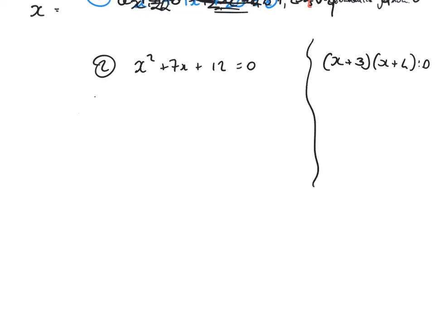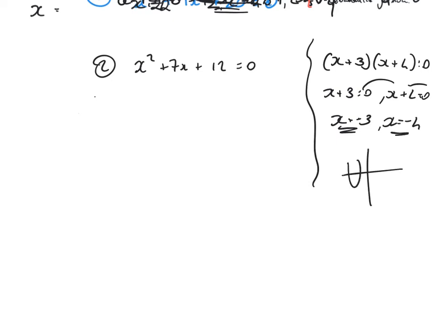equals 0. Okay, so x plus 3 could be equal to 0 or x plus 4 could be equal to 0. Okay, bring them over, change their sign, and I get x equals minus 3 and x equals minus 4, which means this time I've got a parabola concave down and roots at minus 4 and minus 3, and let's just see if we get the same result by using the quadratic formula.